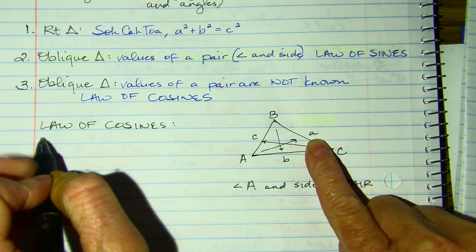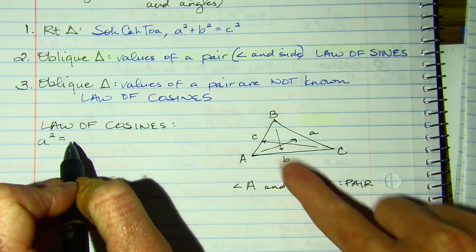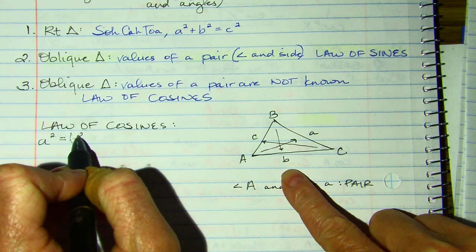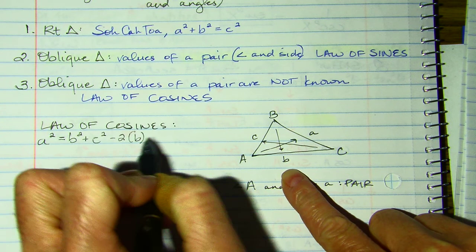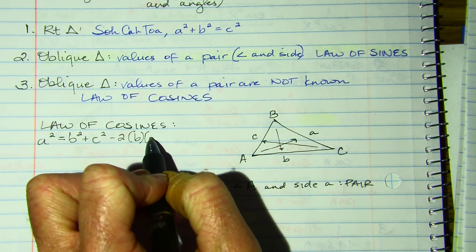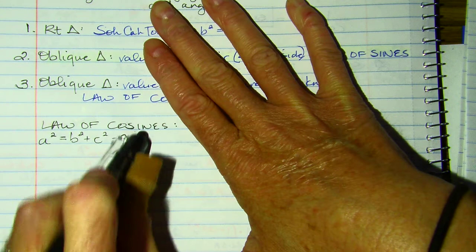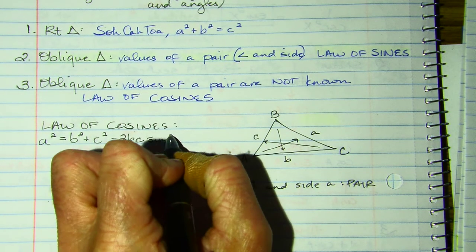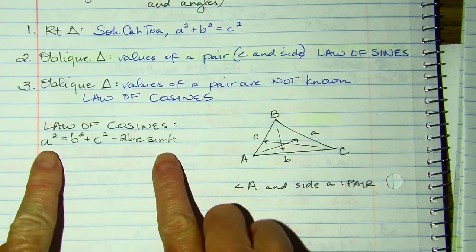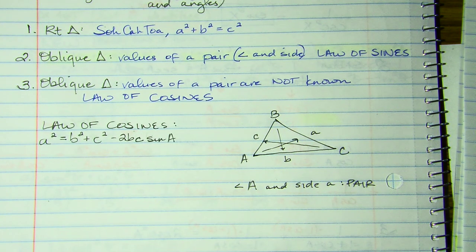So side A squared will equal the other 2 sides squared, so B squared plus C squared, minus 2 times both of those sides, 2 times B times C times the cosine of angle A, because you still use the side across from its angle. Now there are 3 forms for a law of cosines because it just depends on what side you're using.